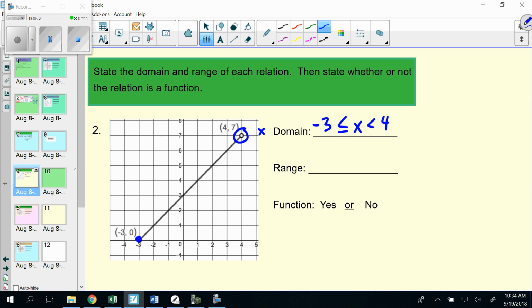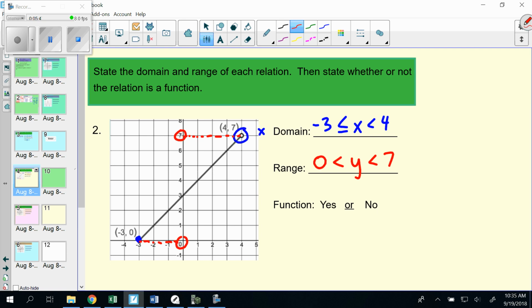Okay, for our range, now we're looking at what's the y values. So we're looking up and down now. What's the y values that this gets spanned from? Well, it looks like it goes from 7 down to 0 there. So our range, that's our y values, is the numbers less than 7 and greater than 0.